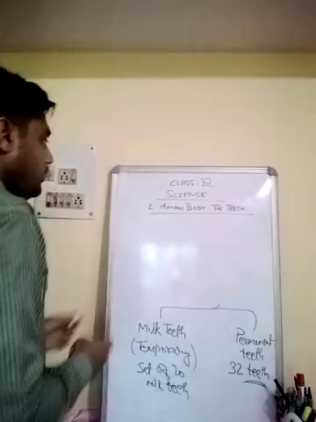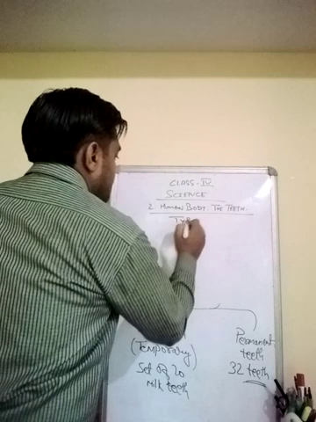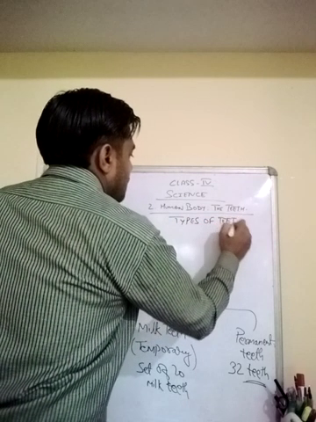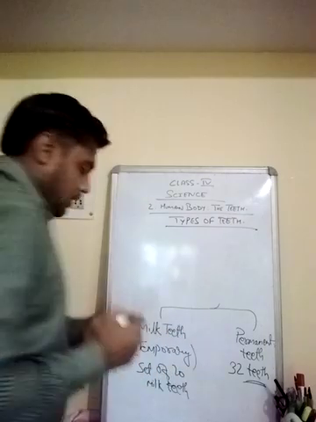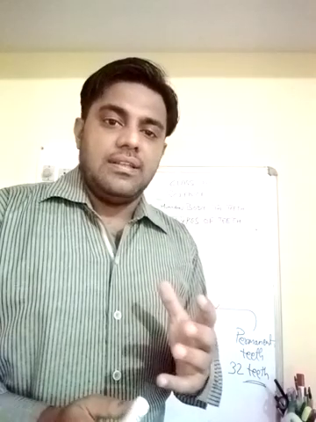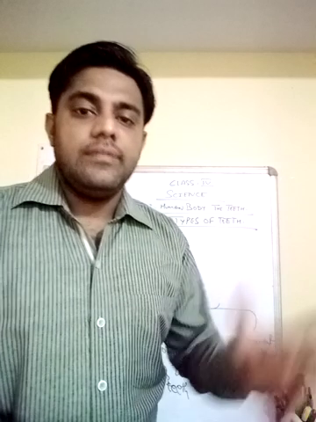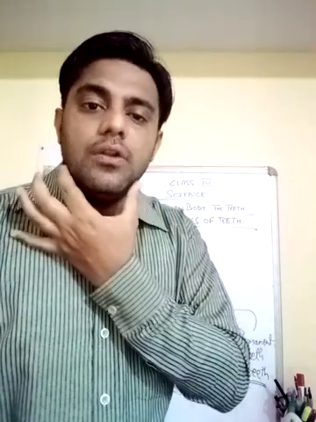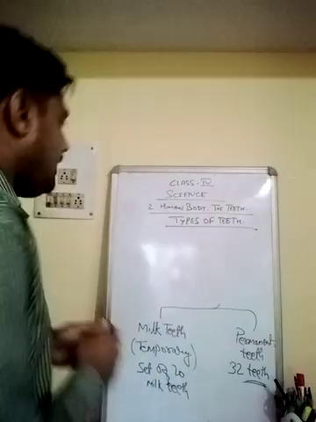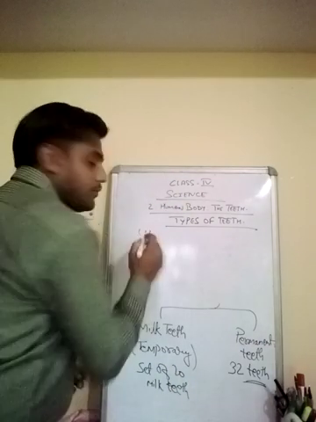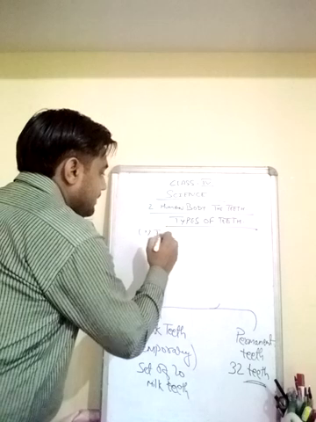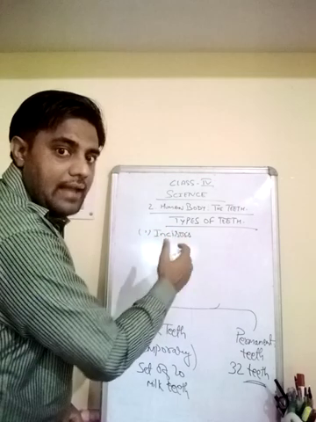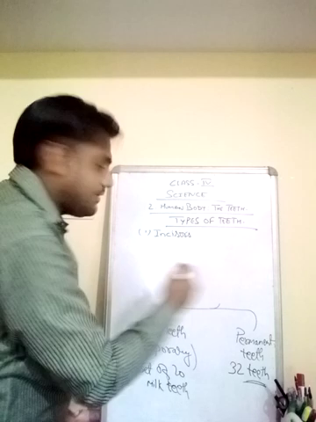So now we'll be moving on to types of teeth. Now children, the 32 teeth in our mouth are usually arranged in both upper and lower jaws. Upper and lower jaw. But there are 4 types of teeth. They are incisors. INCISORS, incisors.